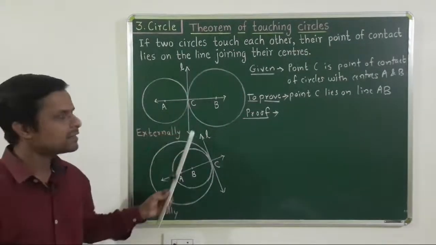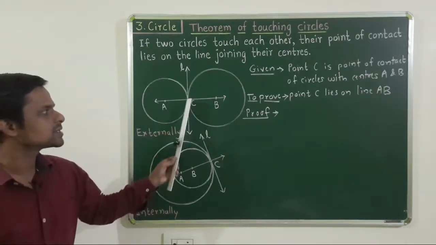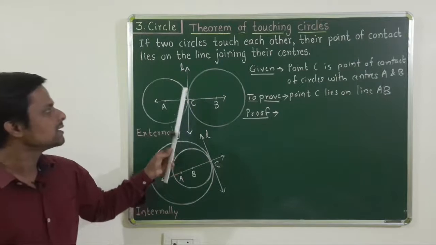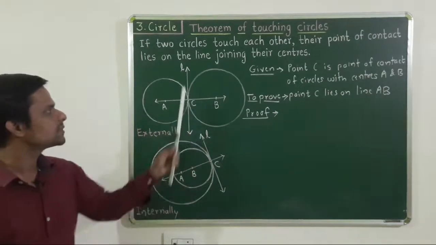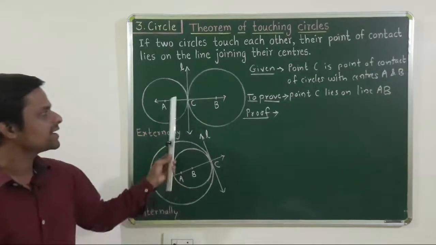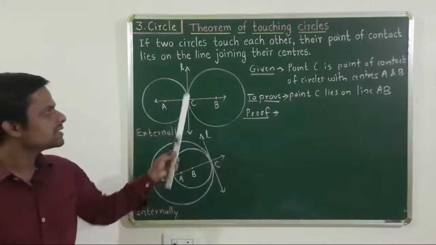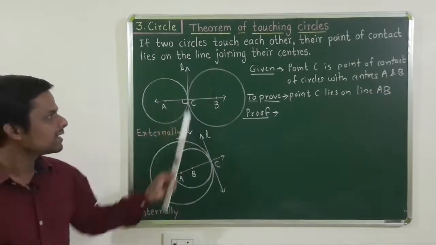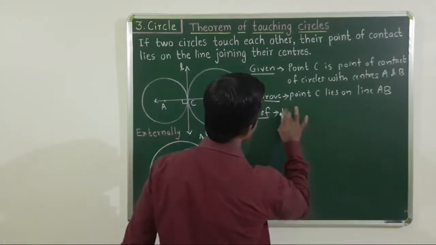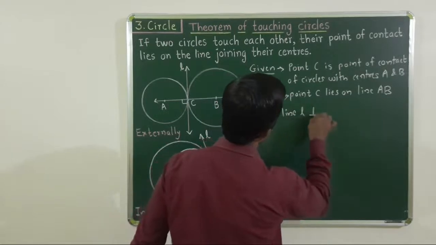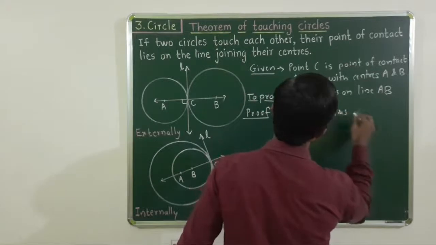Now line L is tangent to the circle with center A at point C. Therefore AC is the radius. We know the tangent theorem, that the angle between tangent and radius is 90 degrees, that is a right angle. Means AC is perpendicular to line L, or line L is perpendicular to radius AC.